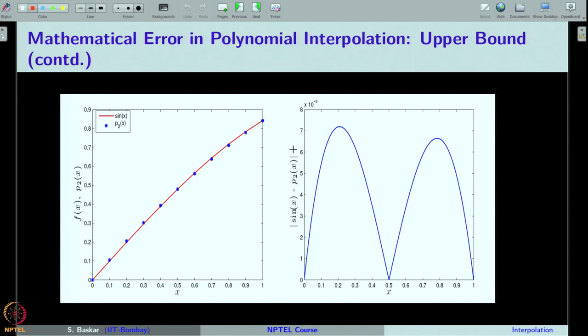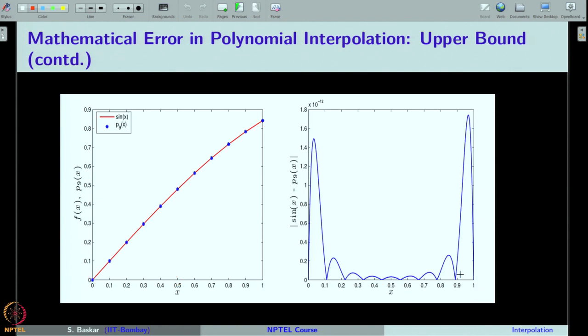Let me increase the degree of the interpolating polynomial. Now, I am considering the quadratic interpolating polynomial with nodes as 0, 0.5, that is this point, and 1, that is this point. You can see that the error is now reduced a little bit, and the interesting part is that the error is touching the line y equal to 0 at the node points. Why? Because of the interpolation conditions, right.